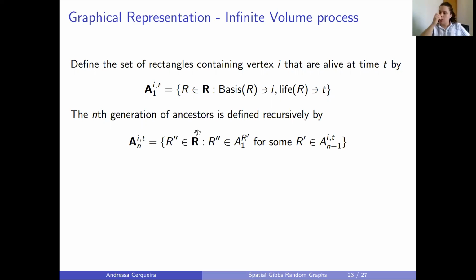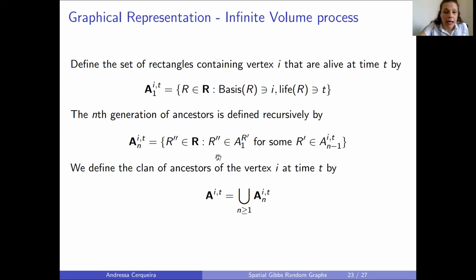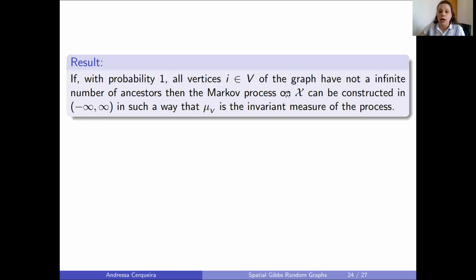So here's how we define generation n. As I said before, just define the first generation of the set that I have before. And at the end, I can define the clan of ancestors. This is just the union of all generations of ancestors. So this is the clan of vertex I. So now here is our result for the clan of ancestors. Let me put this again to the side to read.